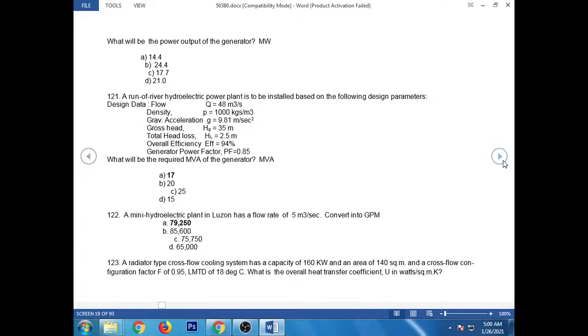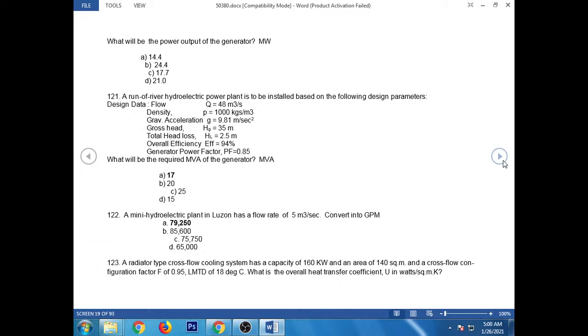No answer key. A run-of-river hydroelectric power plant is to be installed based on the following design parameters. Design flow Q is equal to 48 m3 per second. Density ρ is equal to 1000 kg per m3. Gravitational acceleration is equal to 9.81 meters per second squared. Gross head is 35 meters. Total head loss is 2.5 meters. Overall efficiency is 94%. Generator power factor is 0.85. What will be the required MVA of the generator?